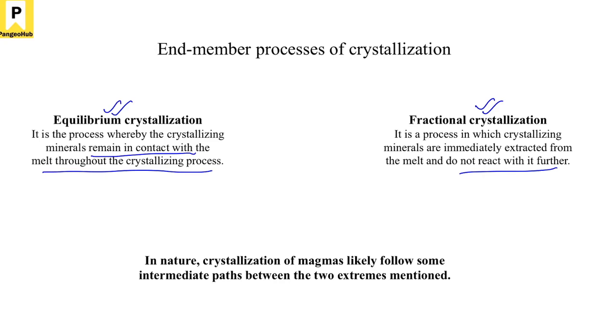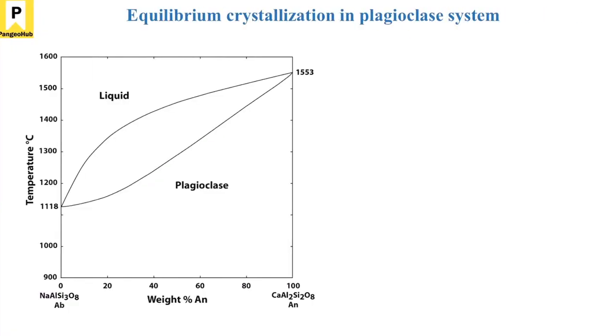But in nature, these are two end members. In nature we follow some intermediate path, somewhere in between these two extreme processes. So what we do is start with equilibrium crystallization in a plagioclase system, and then we'll slowly look into fractional crystallization: how the magma evolves if we are crystallizing in an equilibrium system, and if you are fractionating the magma or the crystals, how the crystallization sequence changes. So let's start with equilibrium crystallization in a plagioclase system.